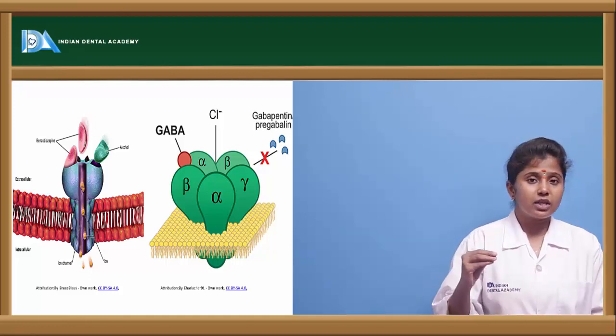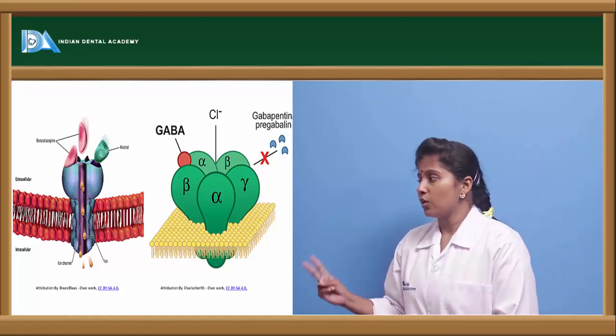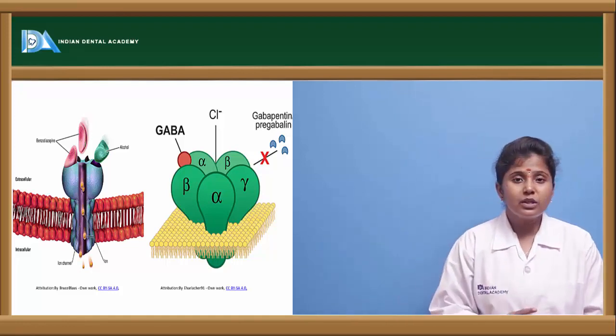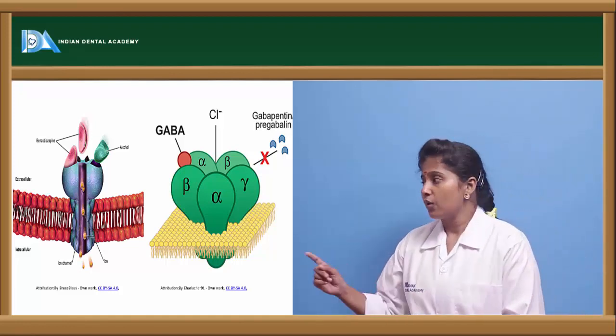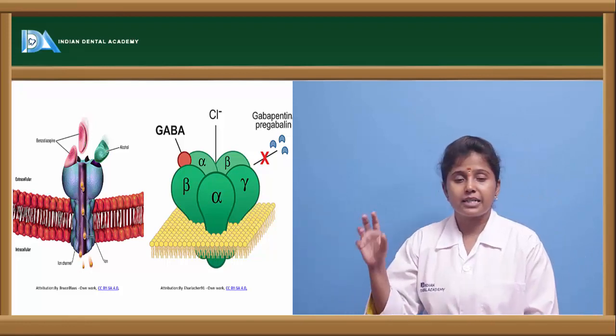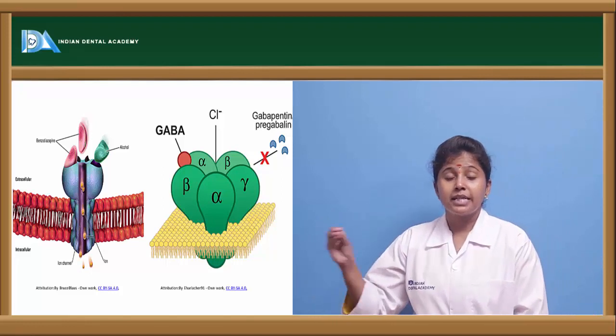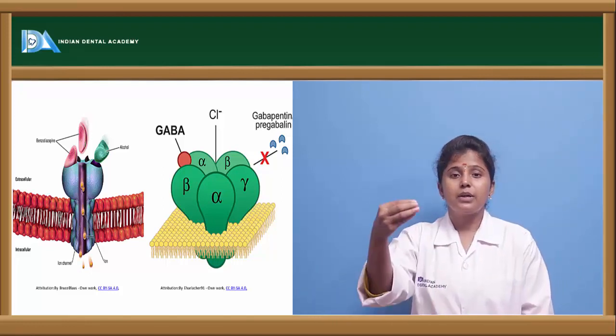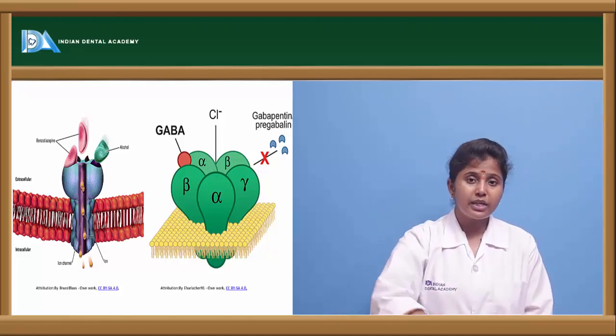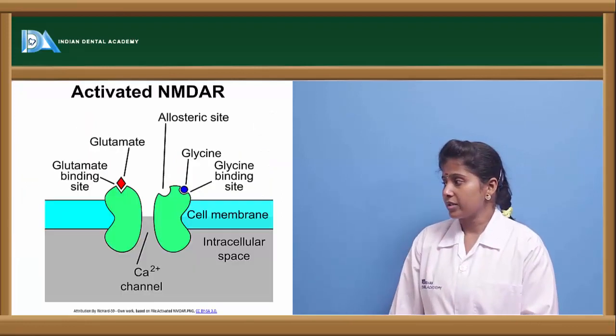So here the ion channels have 5 subunits: 2 alpha units, 2 beta units and 1 gamma unit. When GABA, that is a neurotransmitter or drug, binds to its site, then the receptor will open, it will allow the chloride to enter, and thereby it shows the effect.